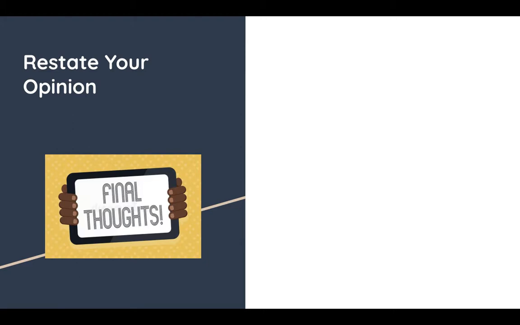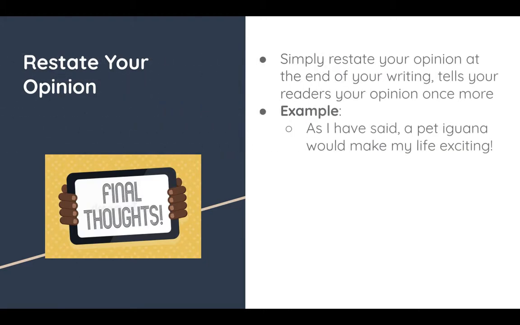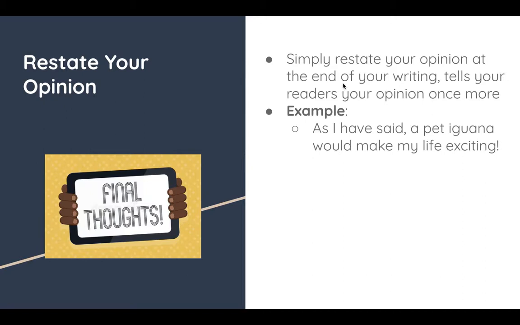The second type of closing you can use is restating your opinion. You're just doing it in a different way. What you need to do for this type of closing is simply restate your opinion at the end of your writing. It tells your readers your opinion once more. Here's an example of one. As I have said, a pet iguana would make my life exciting.